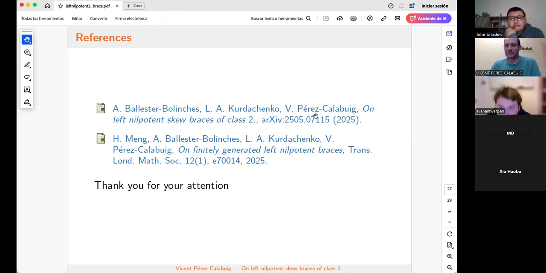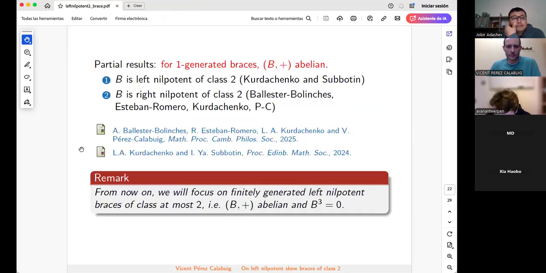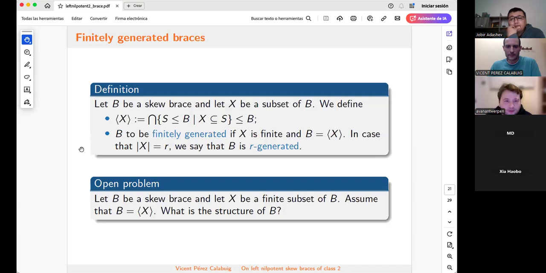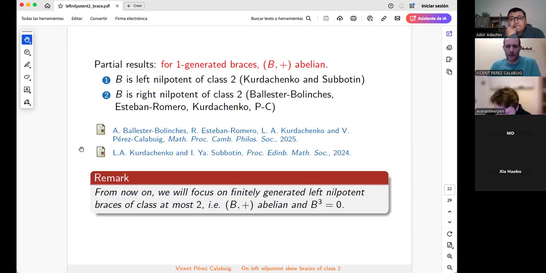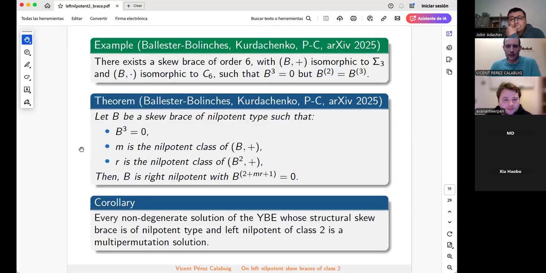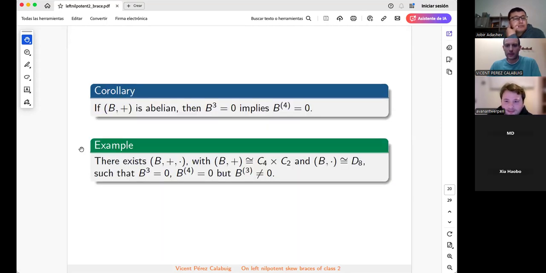I also have a question, because you have this theorem, so you found an upper bound, knowing that your skew brace is left nilpotent of class 2, and then you found an upper bound for the right nilpotency class in terms of the nilpotency class of the additive and the multiplicative group. Yeah, on that slide. One further. Okay. Yes. This upper bound is effective because we have exactly an example of a left nilpotent brace of class 2, and it is right nilpotent of class 3.